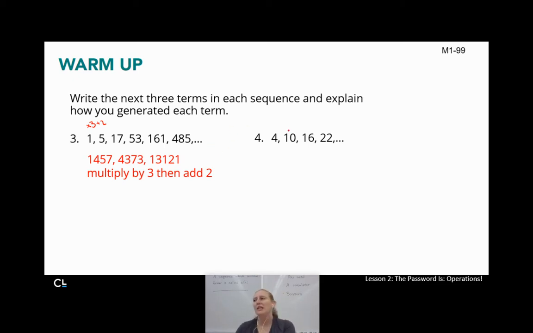But hopefully you did a little better with the next one, 4, 10, 16, 22. And this one really wasn't bad at all. We were just adding 6 every time. So if I add 6 more, I get 28, add 6 more for 34, add 6 more for 40. So that one was manageable. Number 3, that was awful. Number 4, I was all right though.